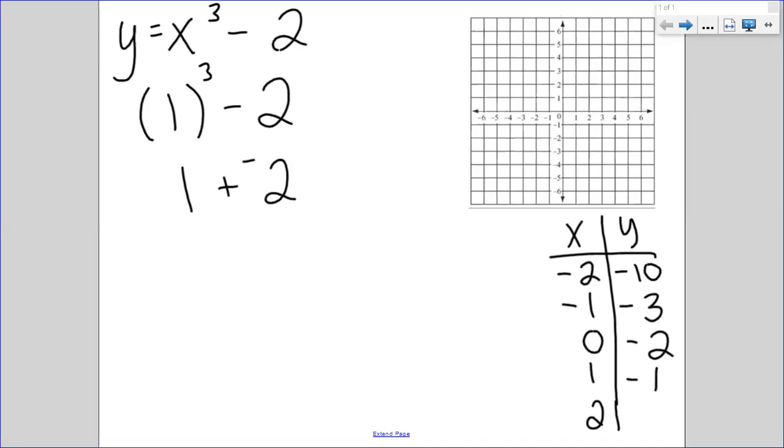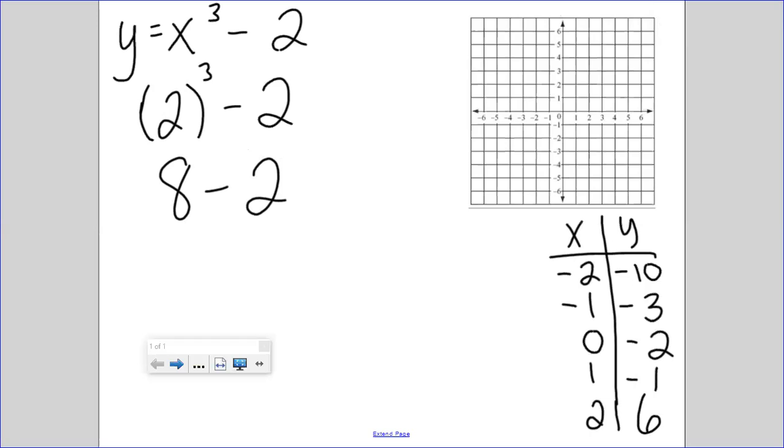Then I'm going to finish up here with the last one, which is 2. So this 2 times 2 is 4, 4 times 2 is 8, minus 2, and that leaves us with 6. So when I go to graph it, this first one, -2, 10, that's going to be way up here. Okay, way up there.